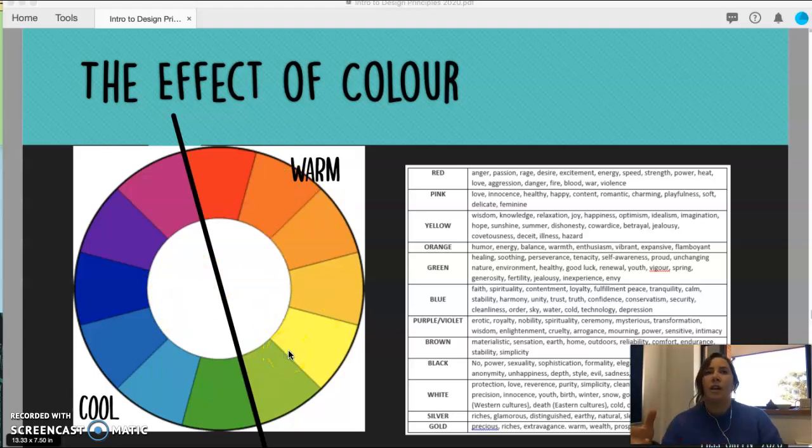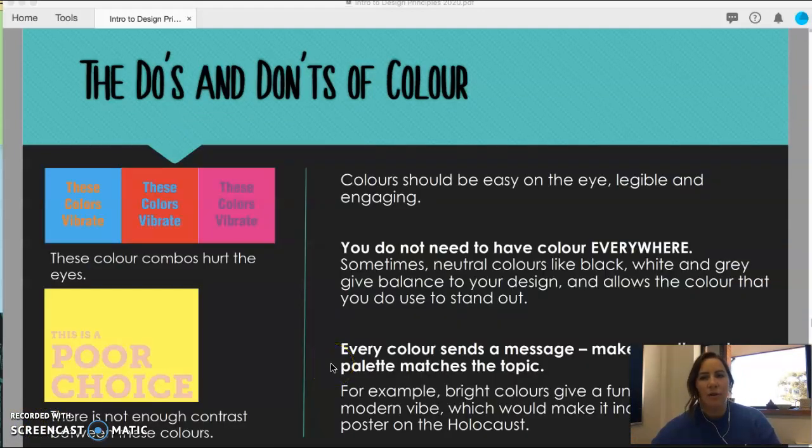Another example might be if you were talking about World War II and all the horrible things that happened to the Jewish people, you wouldn't want to use really happy colours because that doesn't match the information you're providing. So you want to be really careful about these colours, because the information that they send needs to match the information that you've written. All right, here are some really basic do's and don'ts of colour.